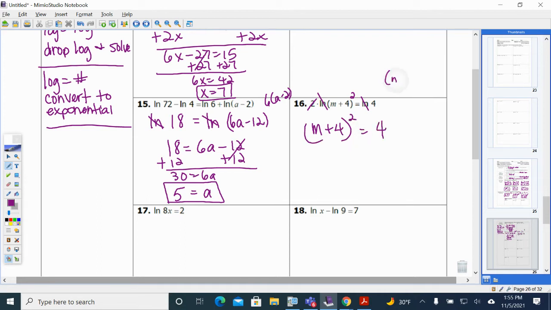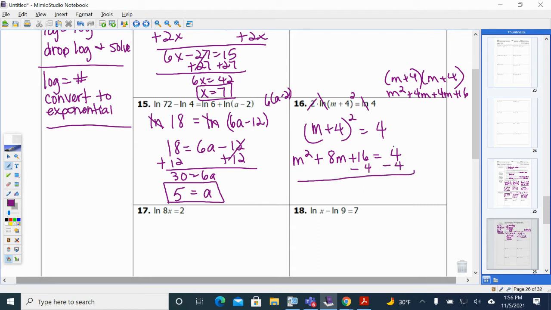Now remember that with m plus 4 squared, you have m plus 4 times m plus 4. So going through your distributive property, m squared plus 4m plus another 4m plus 16 is going to give me m squared plus 8m plus 16 is equal to 4. This is a quadratic and has all the parts, so I'm going to subtract the 4 first. And then I'm going to use my graphing calculator to solve this.